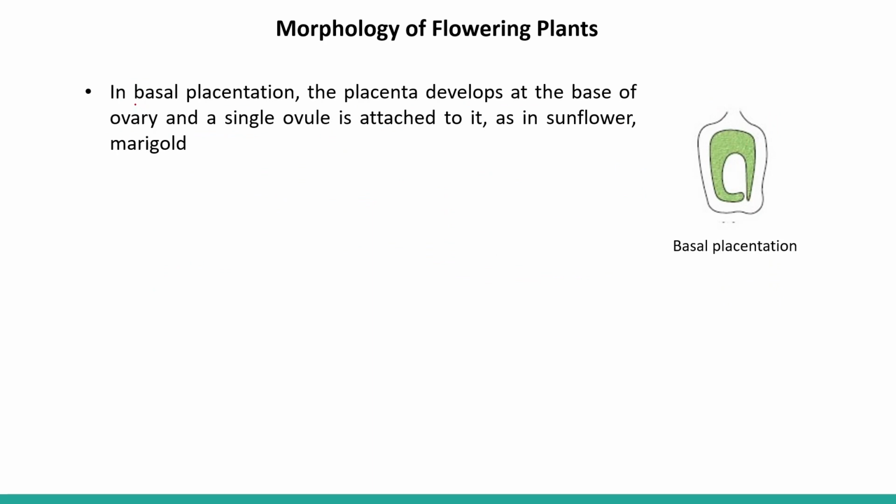The last one, the basal placentation. The placenta develops at the base of the ovary and a single ovule is attached to it, as in the case of sunflower and marigold. So here the ovule is attached to the base of the ovary. So that is called basal placentation.